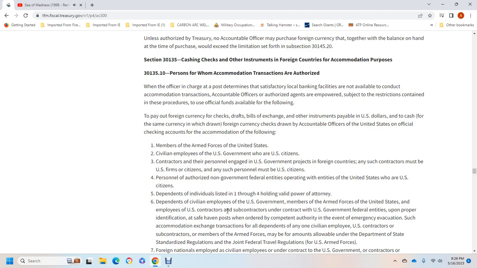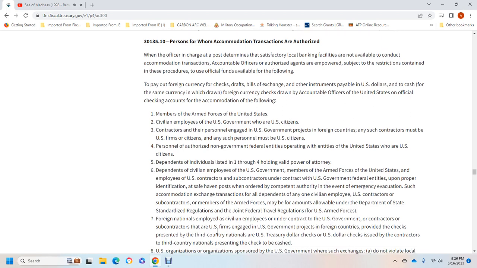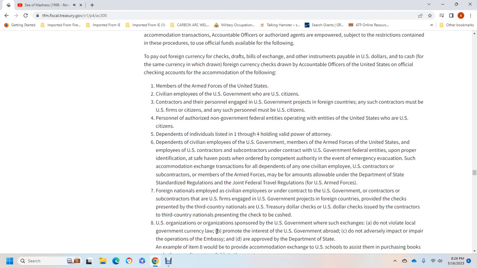Contractors or subcontractors of the armed forces may be paid under the Department of State Standardized Regulations and the Joint Federal Travel Regulations. Foreign nationals employed under a contract or subcontract for the U.S. government, and firms engaged in U.S. government projects in a foreign country, may provide checks for representatives of third country nationals.